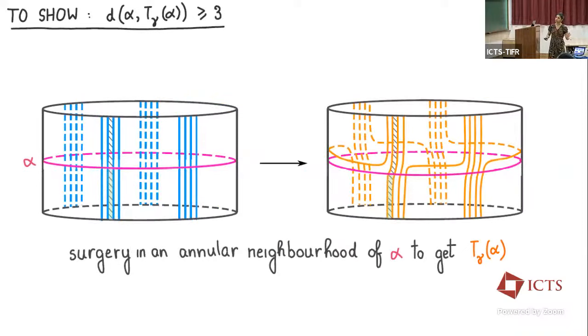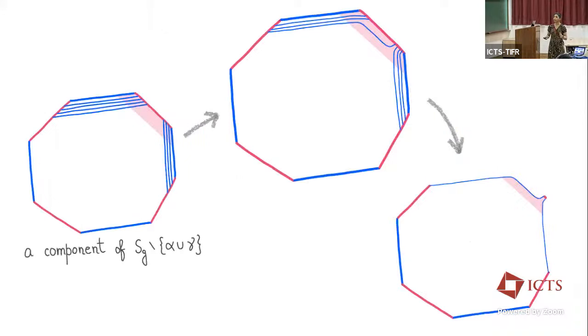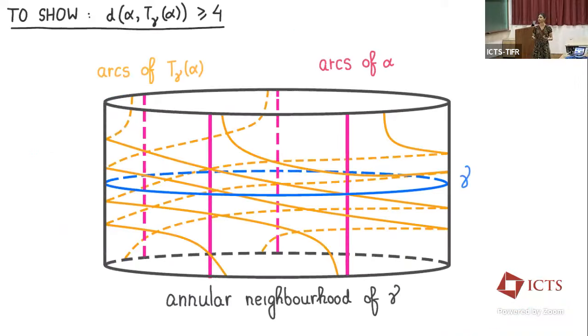Because of the surgery, each of the rectangles that's present here gets replaced by another rectangle. So when we try to get back our components, we are basically replacing our rectangles by rectangles. Hence, our components, our topological disks, remained as disks, and hence we get that alpha and T gamma of alpha fill up the surface.